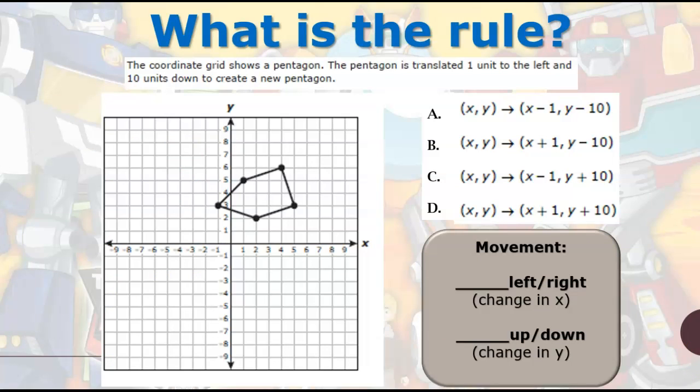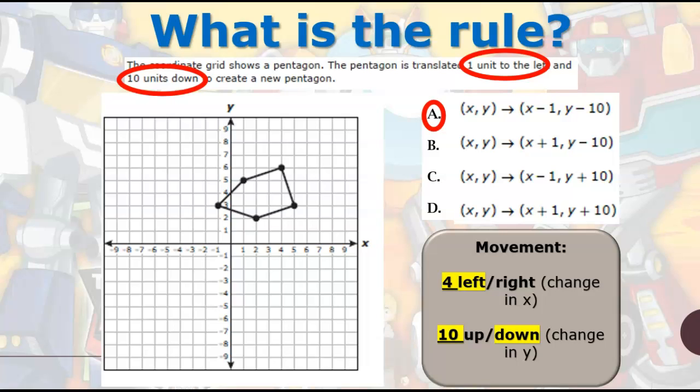Try this one out. What is the rule? The coordinate grid shows a pentagon. The pentagon is translated 1 unit to the left and 10 units down to create the new pentagon. So write the rule for this translation. Press pause, press play when you're ready to check. All right, so 1 unit to the left would be x minus 1, and 10 units down would be y minus 10. So A is the correct answer here.